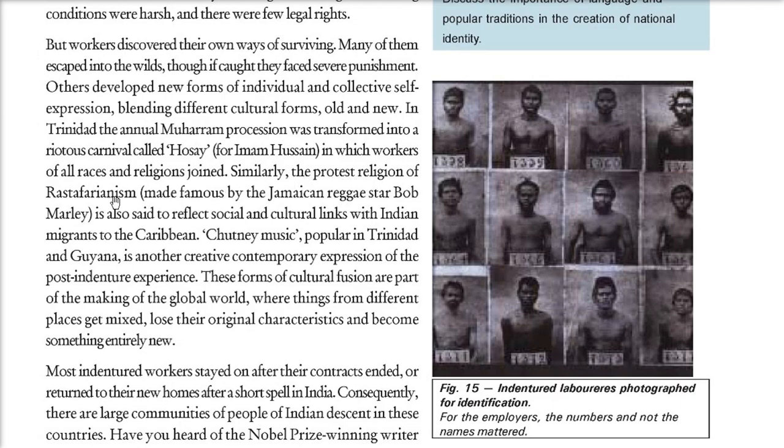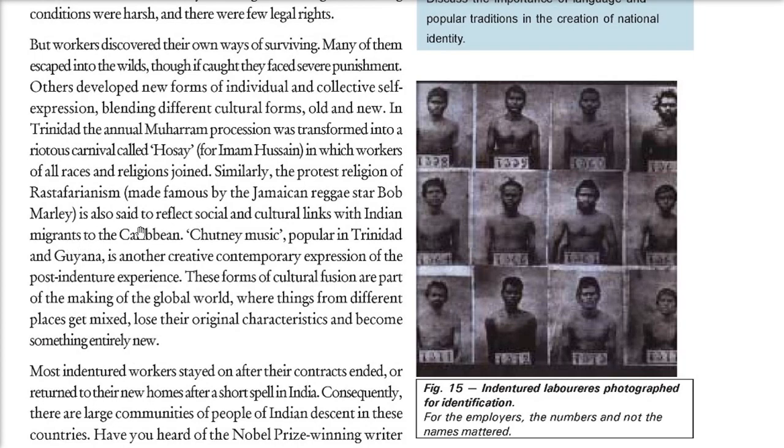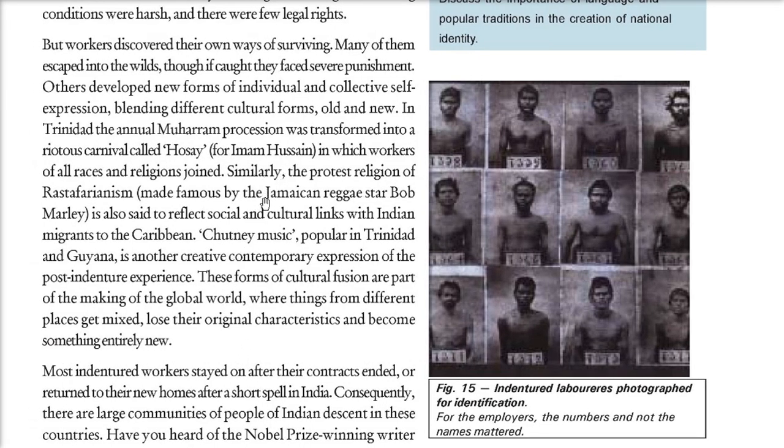And there is one more protest religion, Rastafarianism. This was made famous by Jamaican reggae star Bob Marley, and this also shows the close link between Indian migrants and the Caribbean. There is one more, chutney music, which is very popular in Trinidad and Guyana, and this is very near to the Uttar Pradesh Bhojpuri music. You can hear that tune and that music there. So this is how they intermingled. And even if you see the West Indian players like Shivnarine Chanderpaul, Ramnaresh Sarwan, Bishoo and Rampaul, the fast bowler, they are all offspring of the people who were sent as indentured laborers.